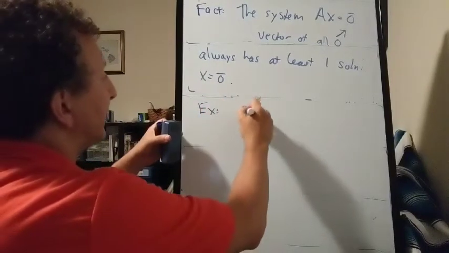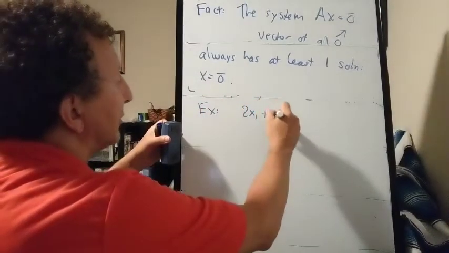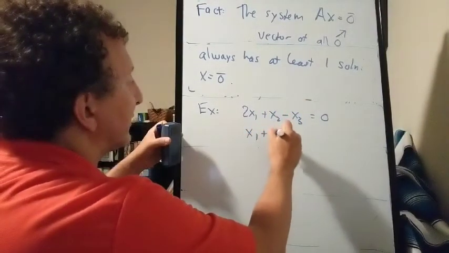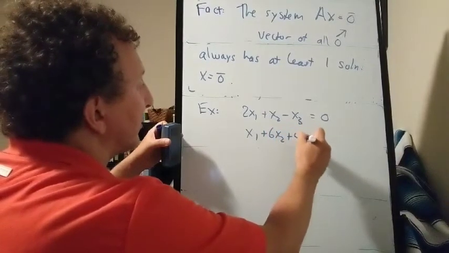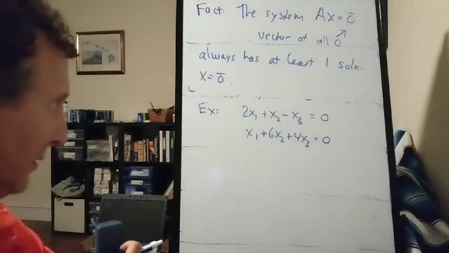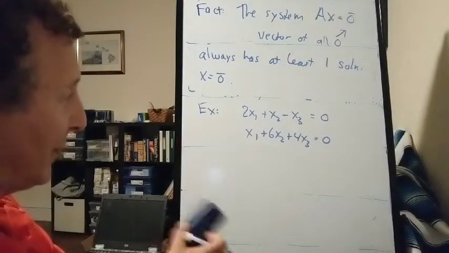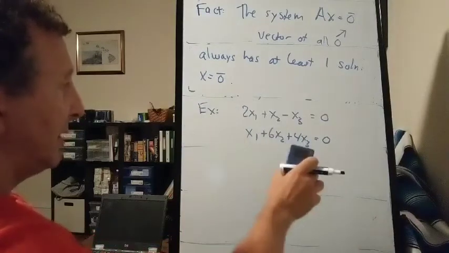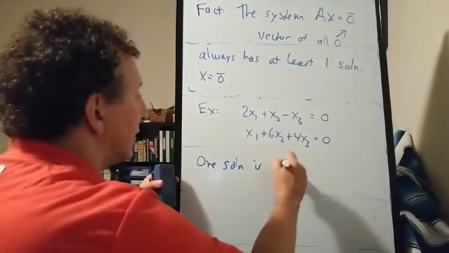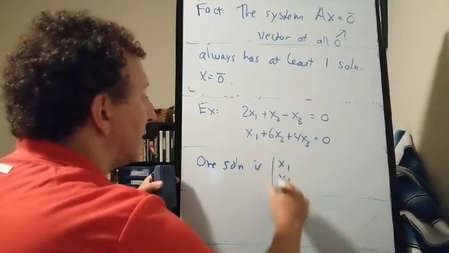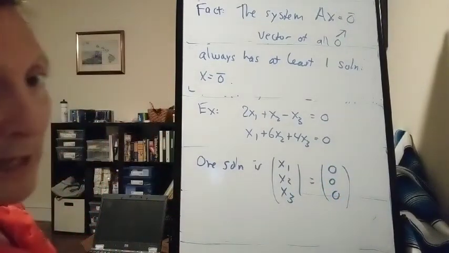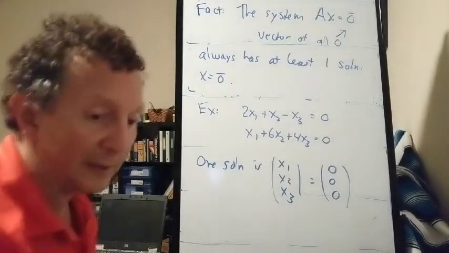So for example, if we have 2x1 plus x2 minus x3 equals 0, and x1 plus 6x2 plus 4x3 equals 0, it's easy to see what a solution of this equation is. So if we said x1, x2, and x3 equal to 0, then we get 0 and 0. That's probably not all the solutions, but it's one easy solution.